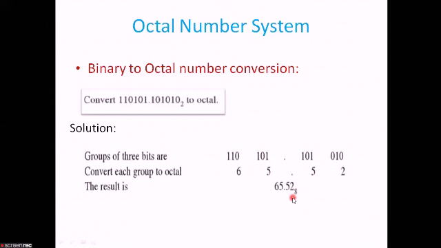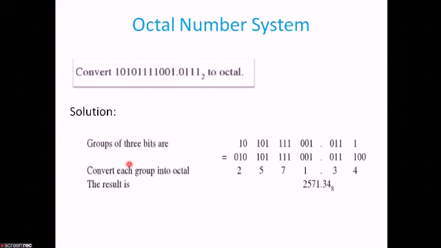Why is the base 8? Because it is an octal number. This binary number has been converted to an octal number by grouping the bits into 3 bits, that is, making 3 bits as a group.